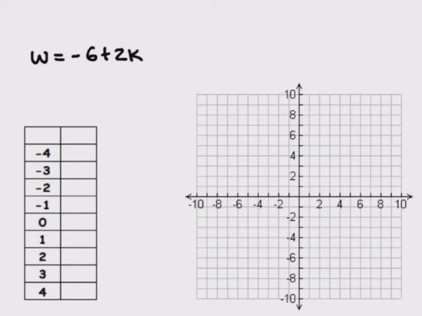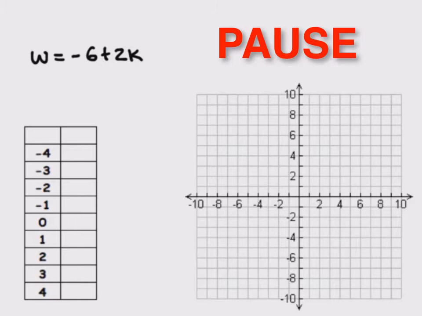Consider the equation w equals -6 plus 2k. Now at this point, we should feel very confident finding the ordered pairs for linear equations of this form. But now we want to talk about what their graphs look like. So first things first, let's create a table of values of ordered pairs for this equation. Since w is by itself, let's make that our dependent variable, and let's make k our independent variable.